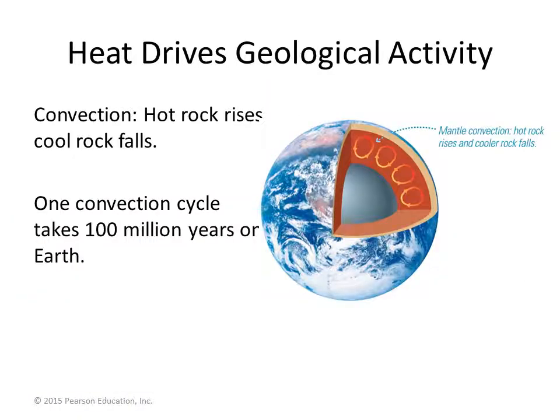Heat is going to drive geologic activity on Earth, inside Earth, I should say. There is convection, which causes hot rock to rise and cool rock to fall within the mantle. And one of these convection cycles, as they're called, takes about 100 million years. So within the Earth, there's this recycling of mantle rock. And of course, that causes other things to be disturbed as well.